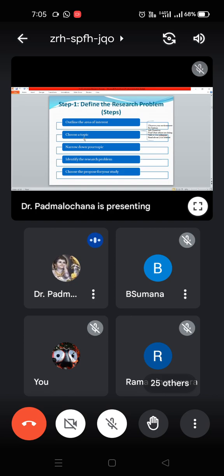Let's understand what is step number 1. As I am telling on my screen, define a research problem. Even in the research problem, I am highlighting a couple of steps. Step number 1 is to outline the area of interest. Then you can choose the topic. Then third, you can narrow down your subject. The fourth is to identify the research problem. And the fifth is to choose the purpose of the study. These are the 5 points I am highlighting just to explain what is a research problem.